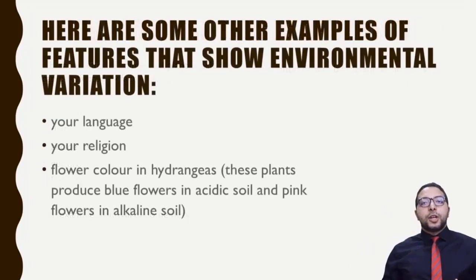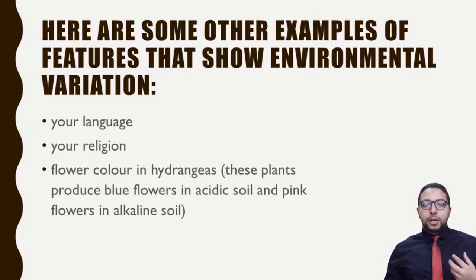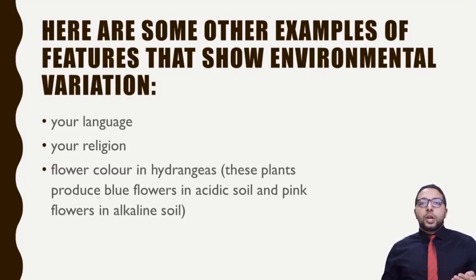Here are some features that are caused by environmental variation, like the language, like the religion, like the color of some flowers. You know, some flowers might become blue color if they are found in acidic soil, and they might become a pink color if they are planted in an alkali soil. So based on the pH of the soil, we might have different colors, and that's another example for environmental variation.